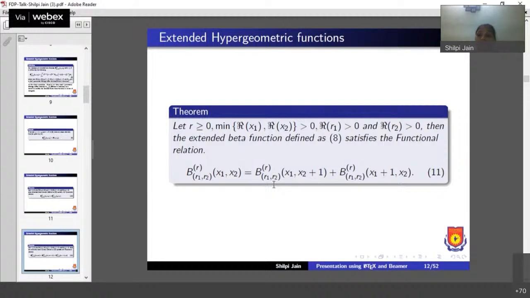The next result in the theorem: let r1 ≥ 0, minimum of real x1, real x2 is greater than 0, real of r1 greater than 0, and real of r2 greater than 0. Then the extended beta function defined as equation number 8 satisfies the functional relation given by equation number 11. The result gives beta of r1, r2, r, x1, x2 plus 1 plus beta r1, r2, r, x1 plus 1, x2.